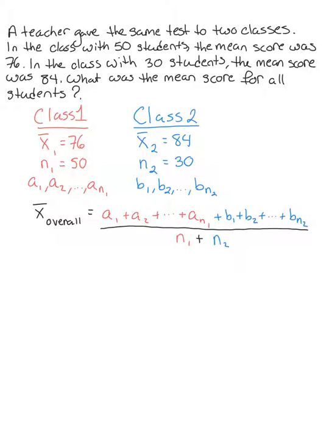So what we really want to find is the mean score for all students. If we had the individual scores, we could add up all of the scores from class 1 plus all of the scores from class 2, divided by the total number of students there are, which is N1 plus N2. Unfortunately, we are not given that information, but we are given the other information that we can use in order to solve it.